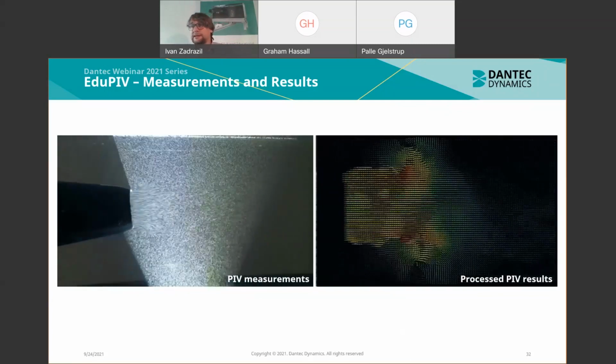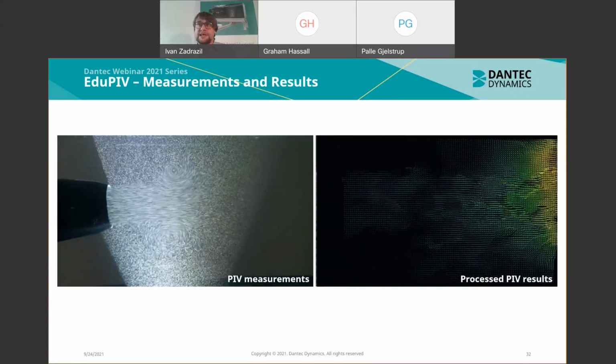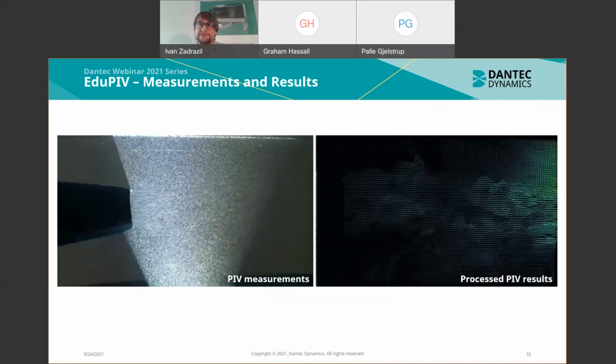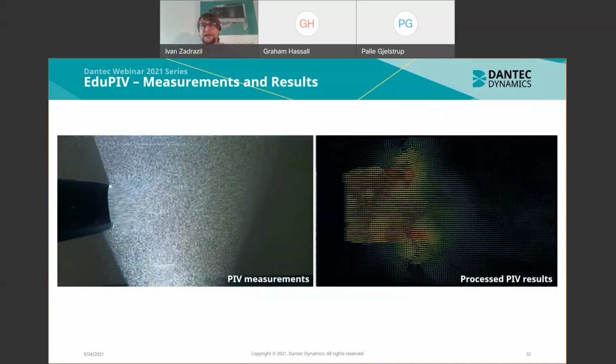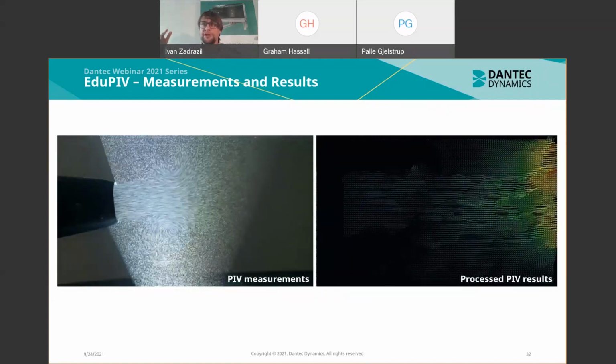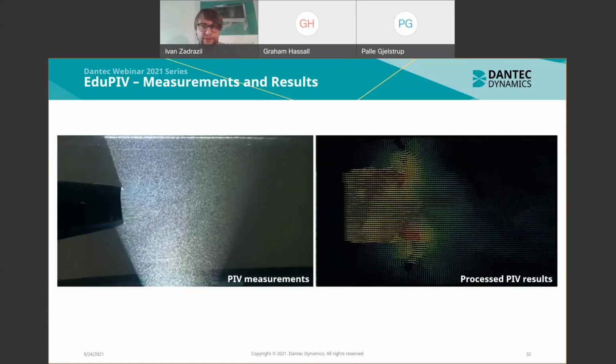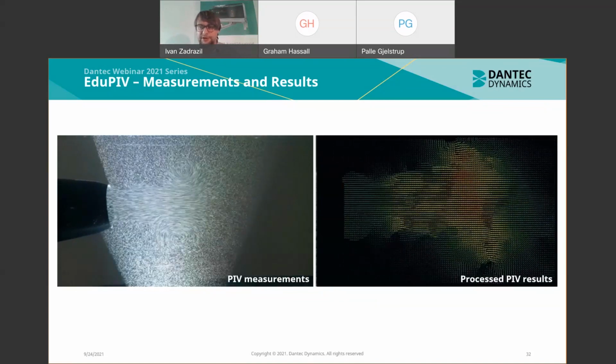And on the right-hand side, they have already processed PIV results. So these are instantaneous velocity vector maps. And you can see that there's actually a stream of flow from the nozzle, and there are some toroidal vortices on the side. And these instantaneous velocity vector maps can be further processed to extract some additional information out of it.